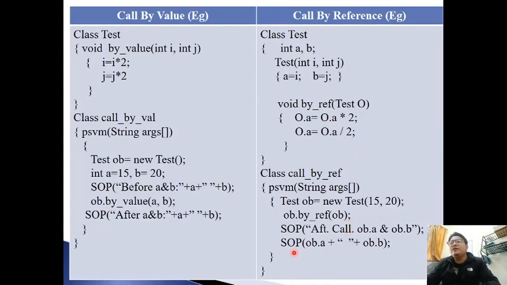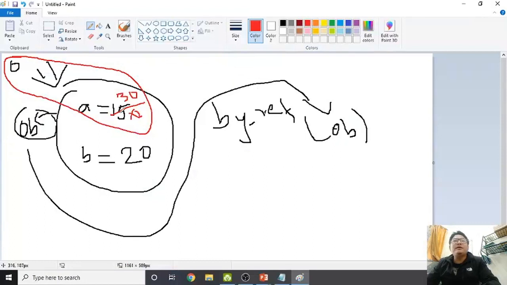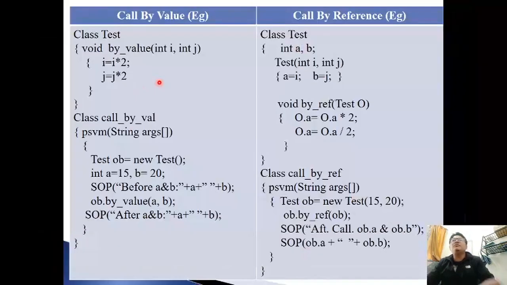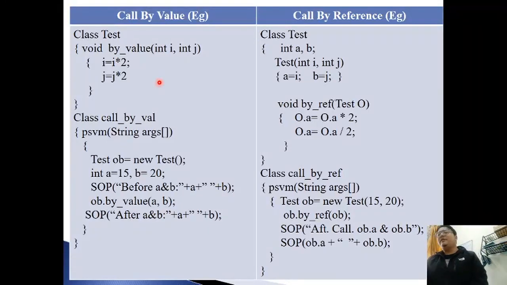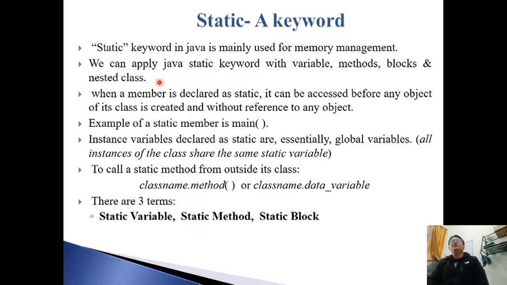Later on when you display it, you see the updation has already been made. ob.a will give you 30, and o.a also will give you 30. So that's how call by reference works. I hope I have made the difference between call by value and call by reference clear. In short, in one line, if I have to illustrate call by reference, then we have to send the object as the parameter to the subroutine or to the member functions.